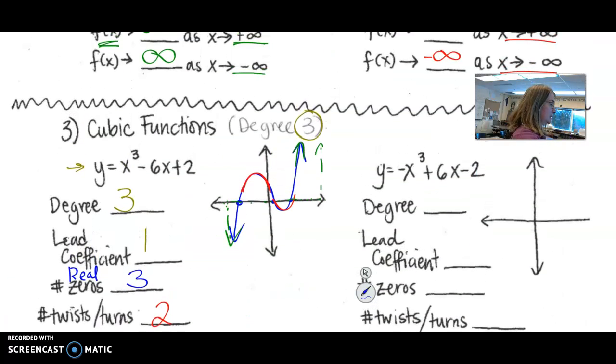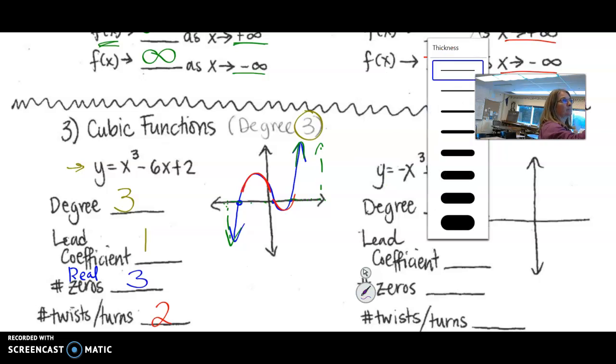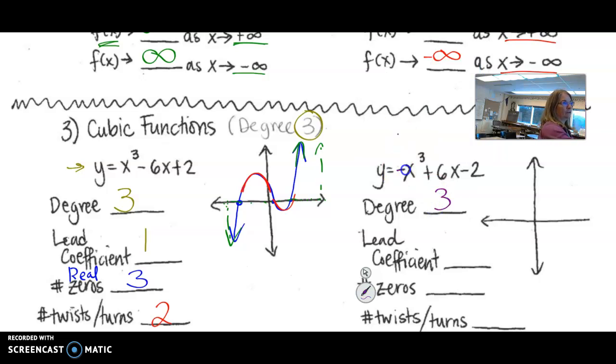Okay, this next cubic function also has degree 3, has a lead coefficient of -1. So notice when we had a degree 3 lead coefficient of +1, the ends went off to positive infinity as x went to infinity, and negative infinity when x went to negative infinity. So now we're going to graph negative x cubed plus 6x minus 2.